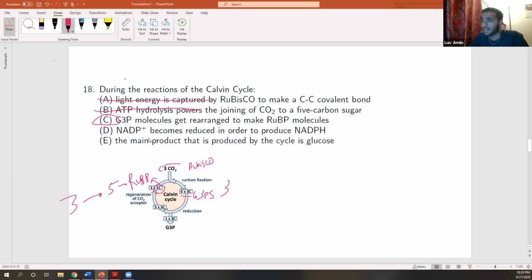D, NADP plus becomes reduced in order to produce NADPH. This happens in the thylakoid membrane in light-dependent reactions by NADP plus reductase, so not in the Calvin cycle. And E, the main product that is produced by the cycle is glucose. False. A lot of people get this one confused. It's actually G3P, all right? Glucose can be produced from G3P because glucose is an intermediate of glycolysis, and that can go backwards in glycolysis through a process called gluconeogenesis to make glucose, all right? So remember, G3P is actually the product in this case, all right?